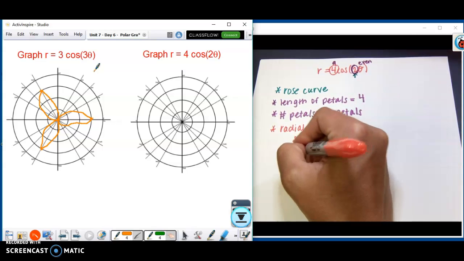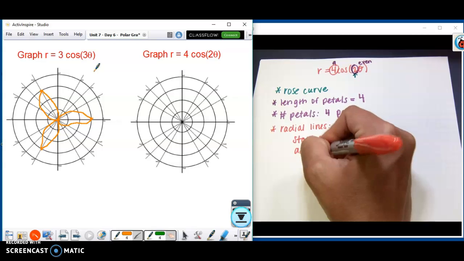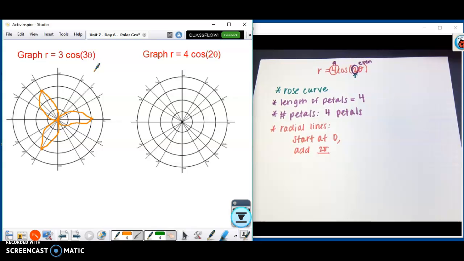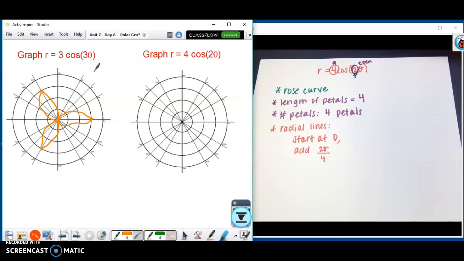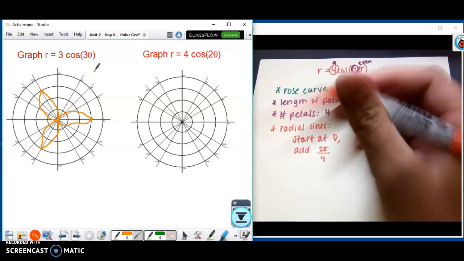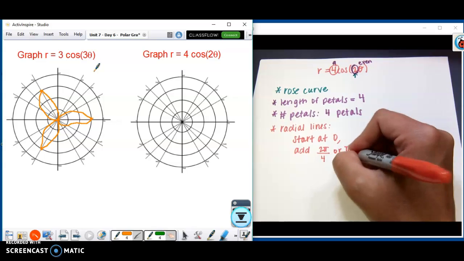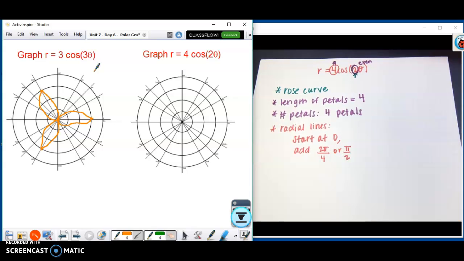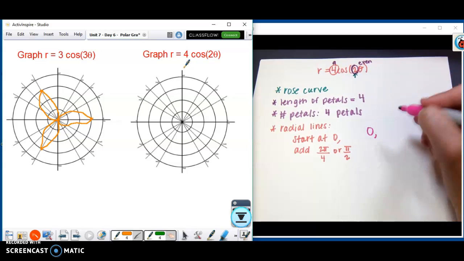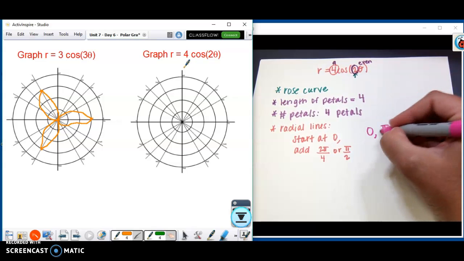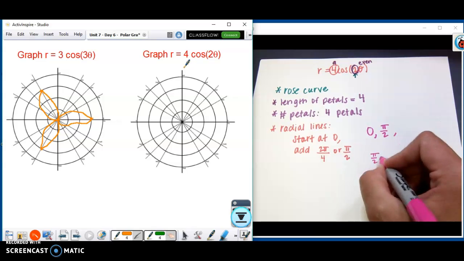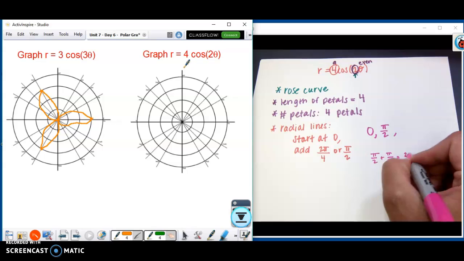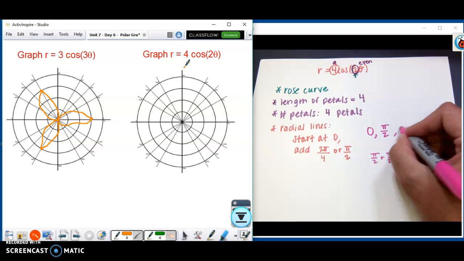And we're going to add 2 pi over the number of petals. Well, if you look here, we said we have 4 petals this time, not 3. So we're adding 2 pi over 4, or if you want to simplify and think pi over 2, you can do that. Okay, so to get our radial lines, the first one's at 0. The next one we're going to add pi over 2, so it'll be pi over 2. If we add another pi over 2, we're going to end up at pi.